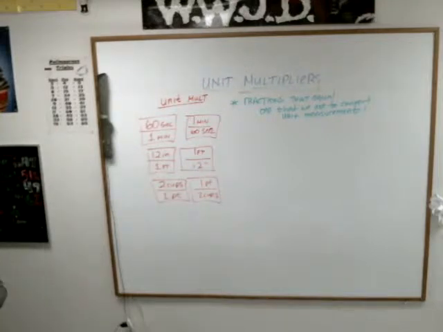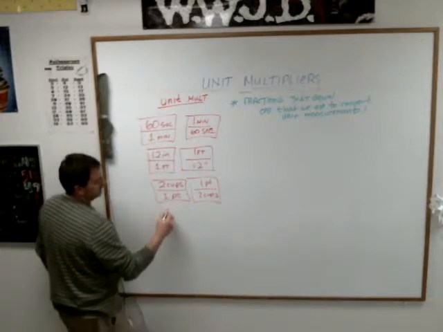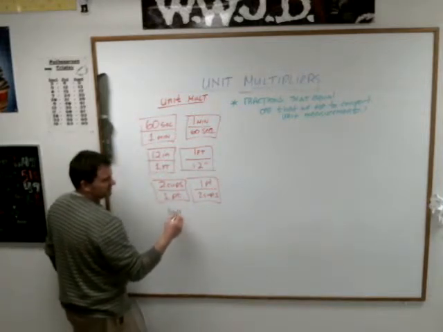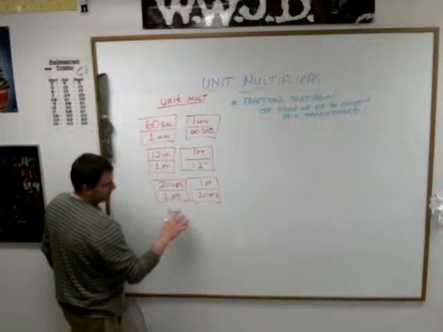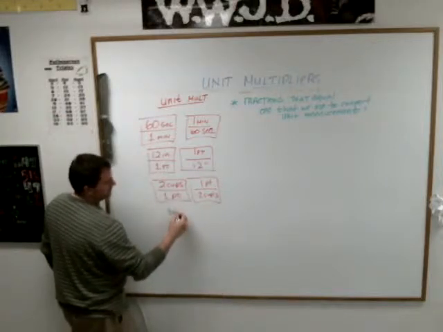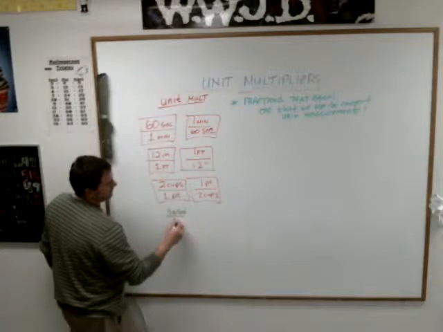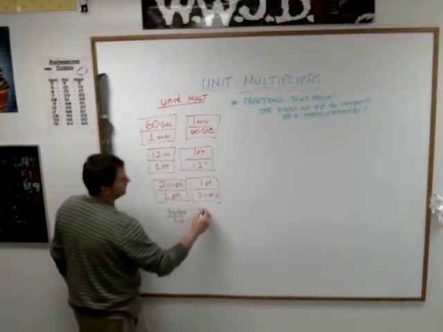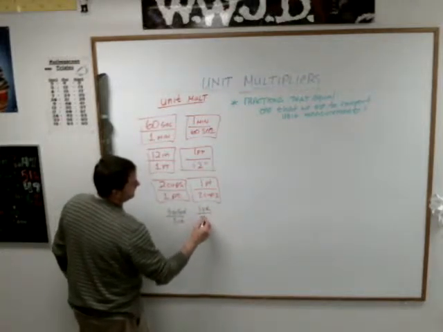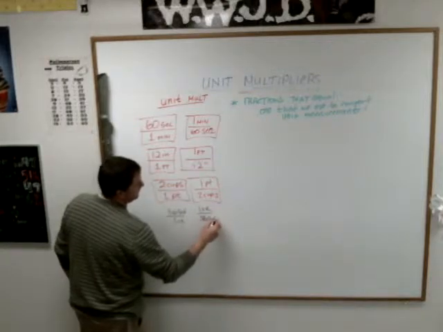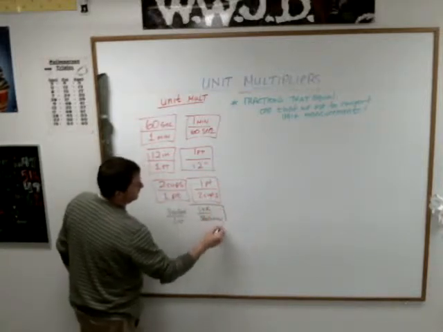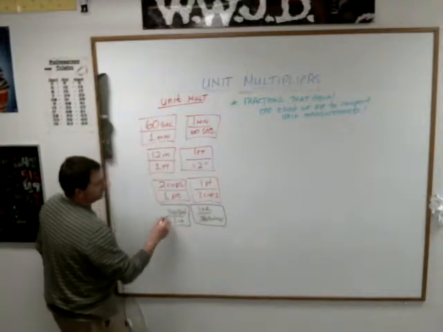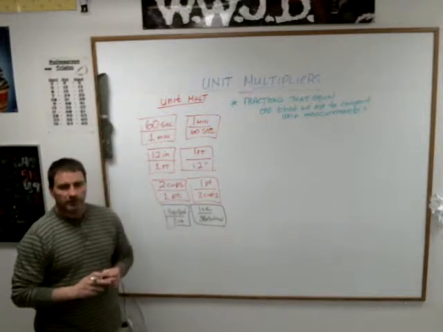Any 2 measurements that are equal, you can use as a unit multiplier. You get to make up your own. You could do, how many days in a year? 365 days equals 1 year, or 1 year equals 365 days. Now, for those people out there in mathematical land who are lazy, this will come as a very difficult thing for you.